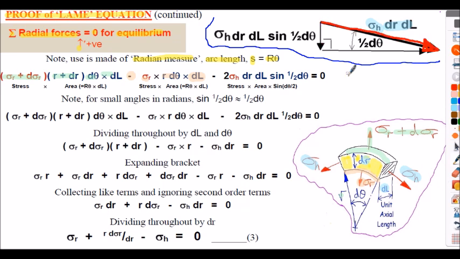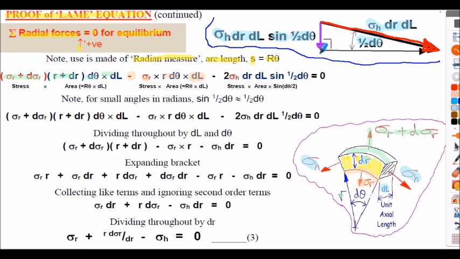And what we're interested in calculating is the vertical component of that force, which is going down the page shown here. Well, we use basic trig to calculate this vertical component here. So our force is the stress times the area. And if we multiply that by the sine of the angle, which is a half d theta in this case, we'll calculate this vertical component shown here.